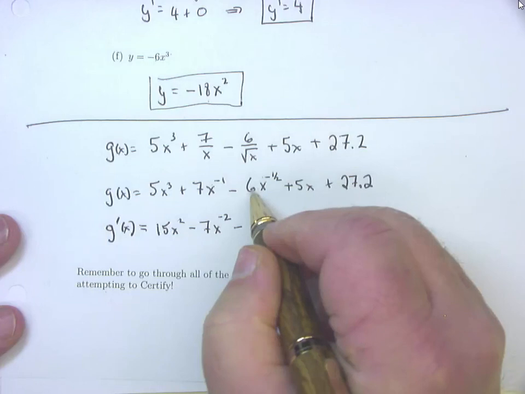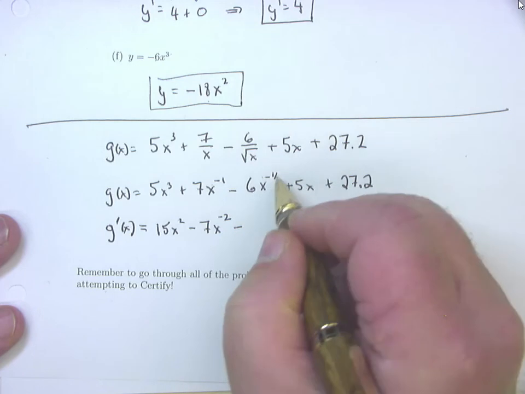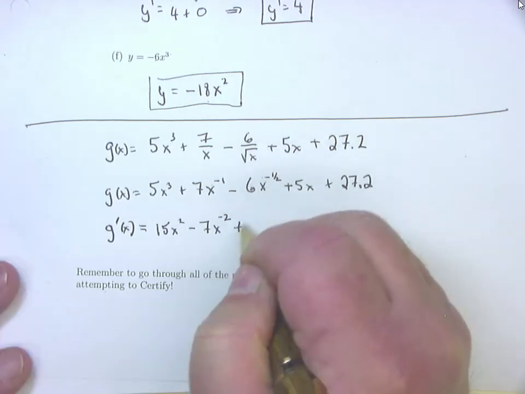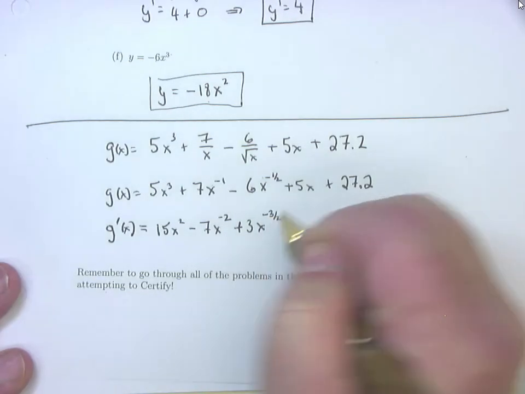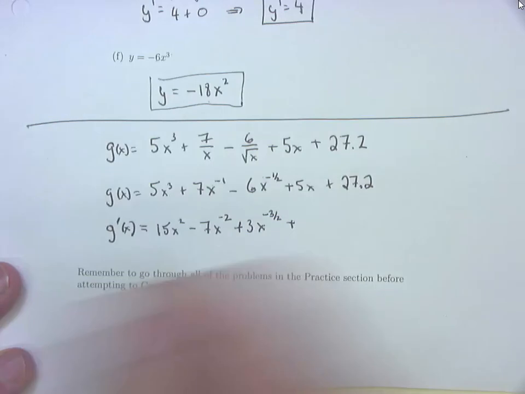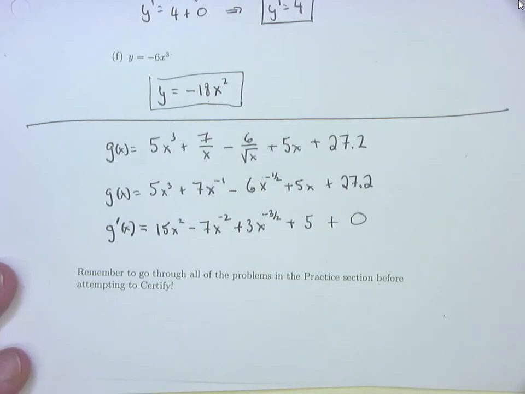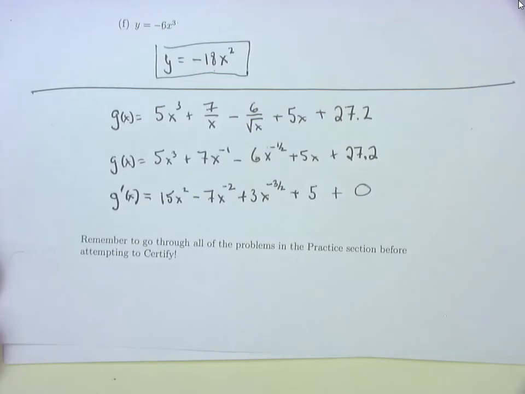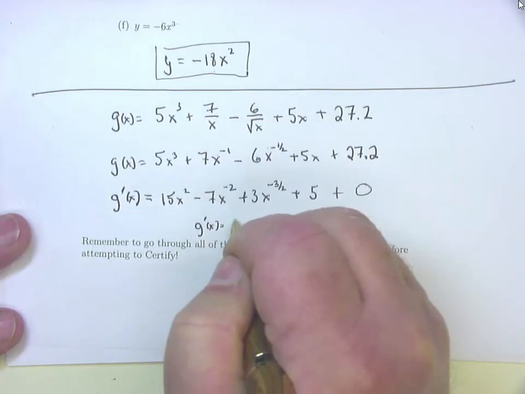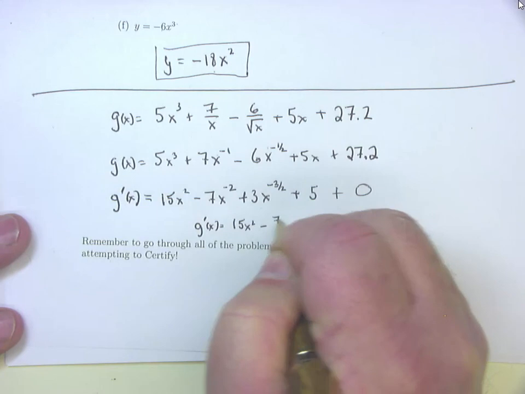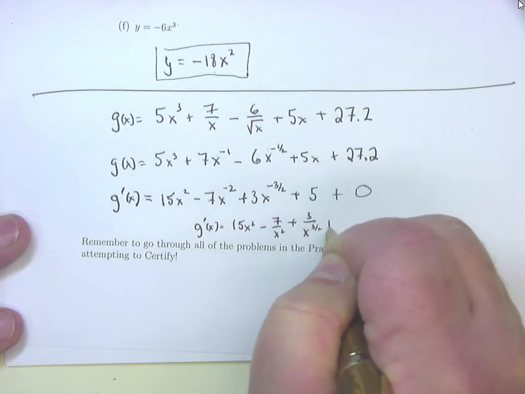Minus, watch this one, what's the derivative of -6x to the -1/2? -1/2 times the -6 is plus 3, x to the what? Subtract 1. -3/2. Plus, the derivative of 5x is 5, and the derivative of 27, this is for your benefit, 0. Typically I don't write the 0, but there it is. And then one last thing, clean it up one more time. This will be 15x squared minus 7 over x squared plus 3 over x to the 3/2 plus 5.